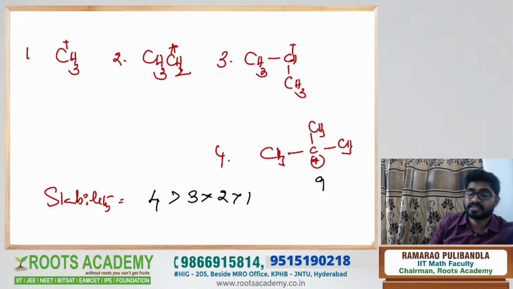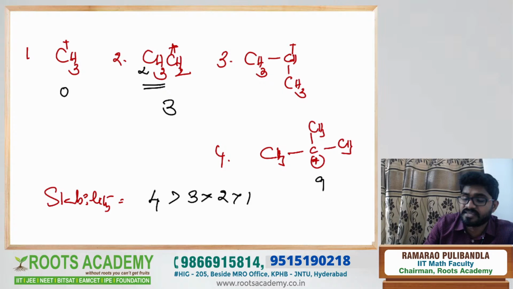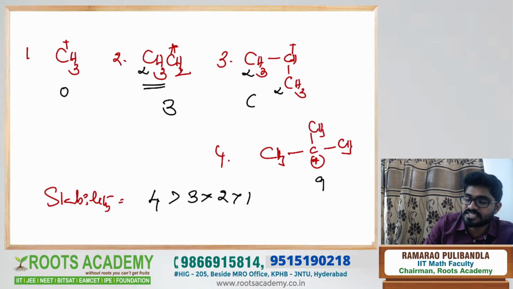Wrong answer. See, there are no alpha hydrogens, no alpha carbons. So the first one is 0. Here, this is the alpha carbon, 3 are there. For this, 3. Here this is the alpha, this is the alpha. For this 6, for this 9.